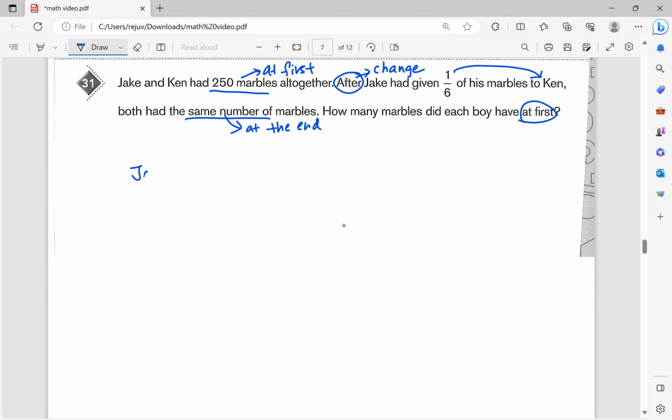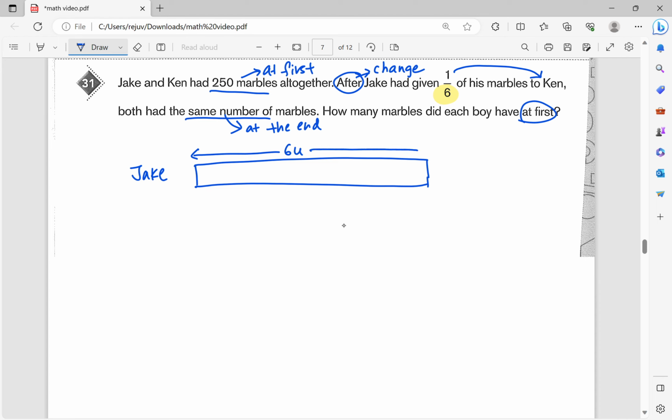For a start, we're going to use a model to show the number of units of marbles that Jake has at first. From the question, Jake has 6 units of marbles. So we're going to label 6 units of marbles for Jake. Now out of the 6 units, he's going to give 1 unit to Ken. So from here, we will cut out 1 unit of marble, which will be given to Ken.